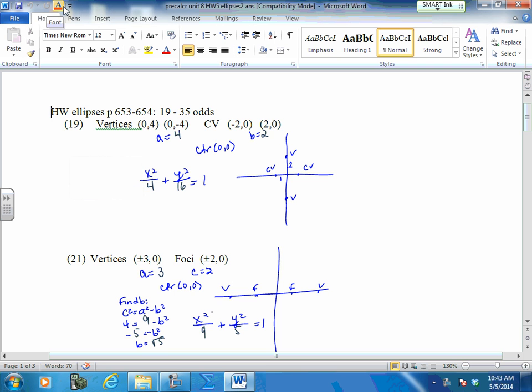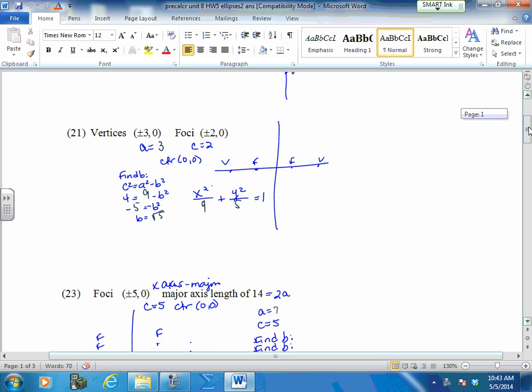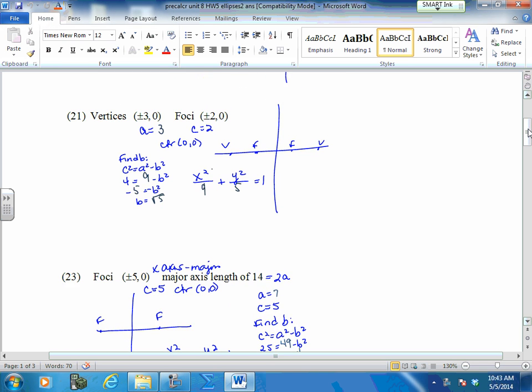And I think we might have done a couple of these together. Now here you have your vertices, which gives you the distance from your center to your vertex point. So that's your A. From your center to your vertex, that's A. Your foci, from your center to your foci, that's C. And you're going to use your formula to find B.